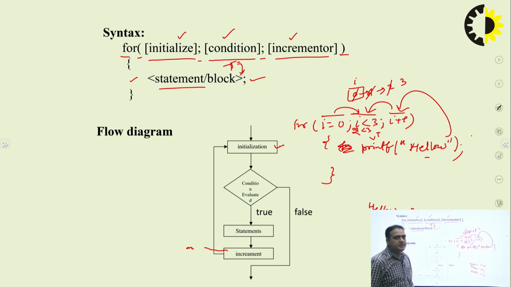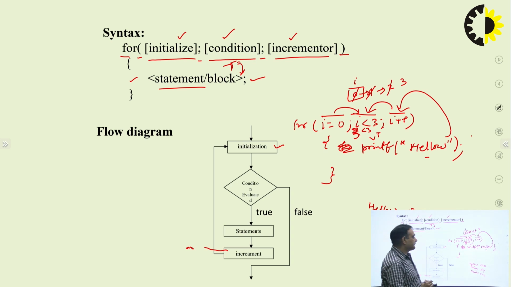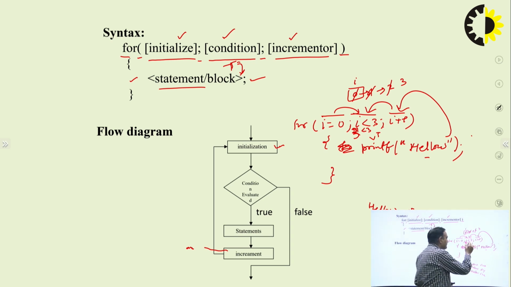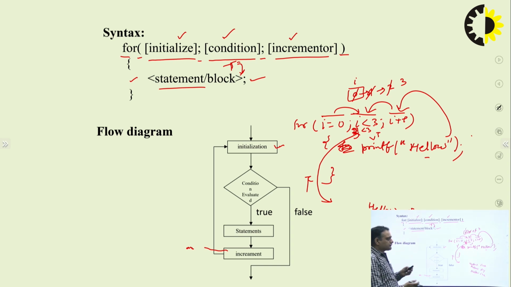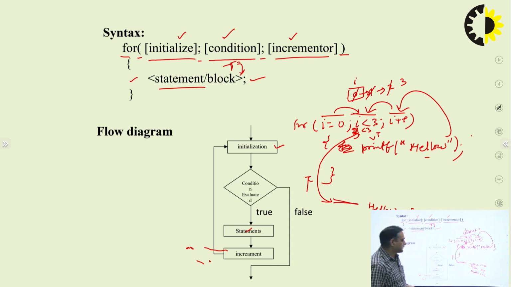When the value of I is 3, the condition is 3 less than 3. The condition is wrong. The condition is false. The control exits, and this statement or body of the loop will not be executed when the condition is false, and the control goes to the next statement of the program.